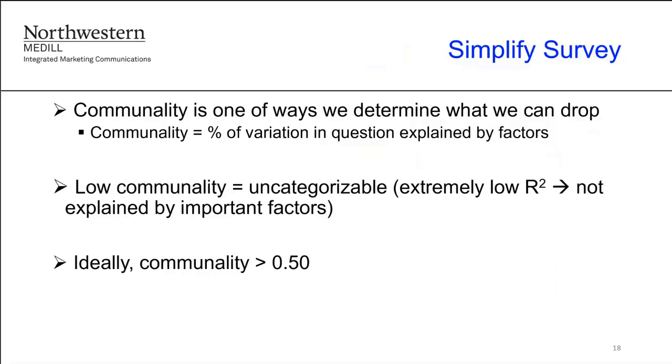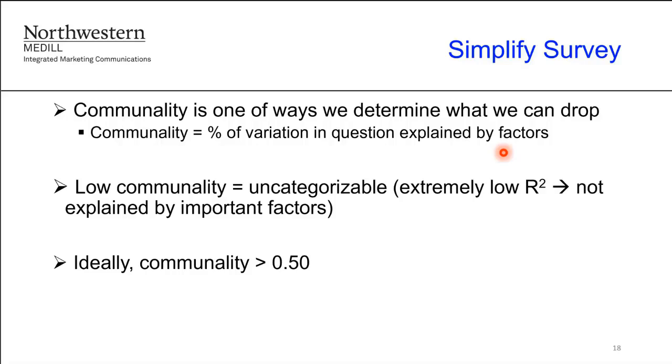So another application of this factor analysis is simplification of the survey. When you want to simplify your survey, you can use the factor analysis. Okay, and how to do that? The communality is one of the ways we determine which questions we drop from the survey, okay? And what is communality? Communality is the percent of variation in a question explained by factors.